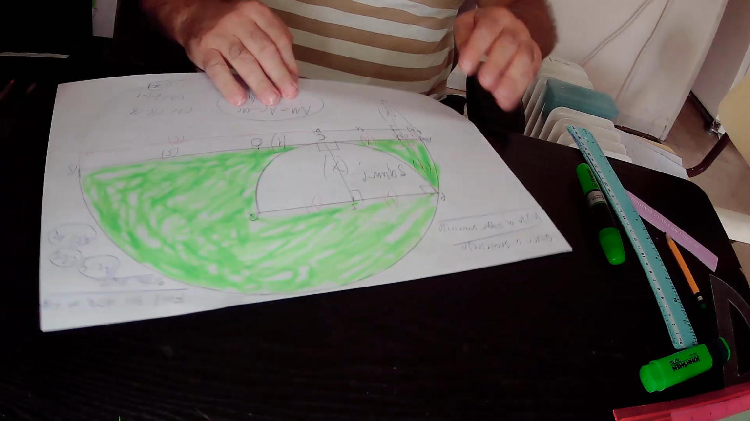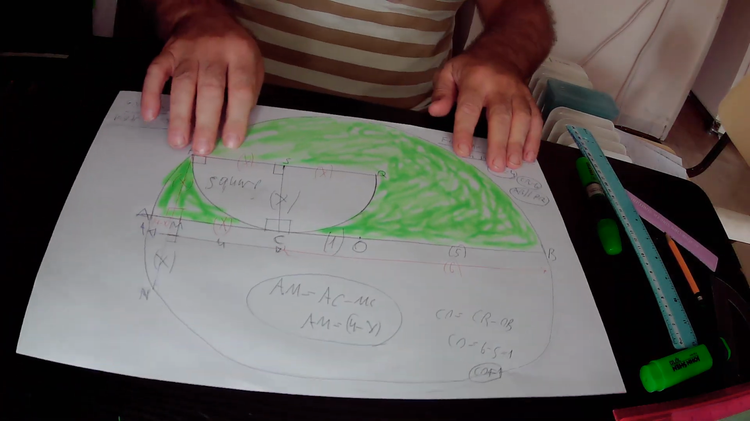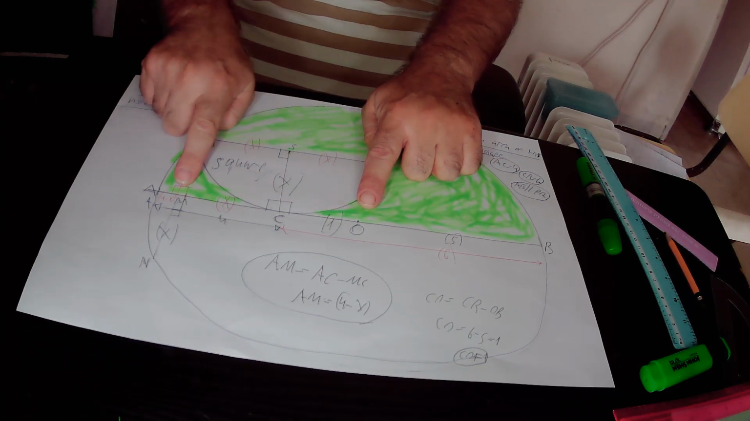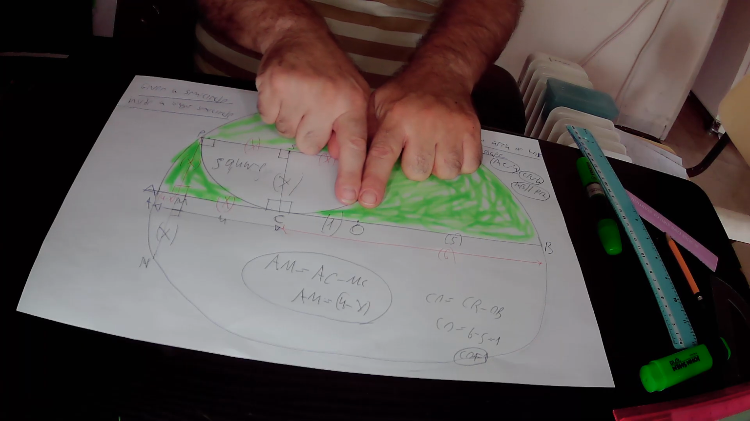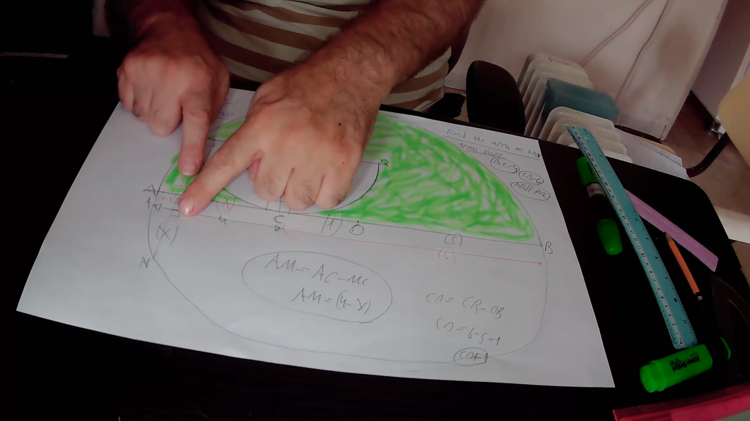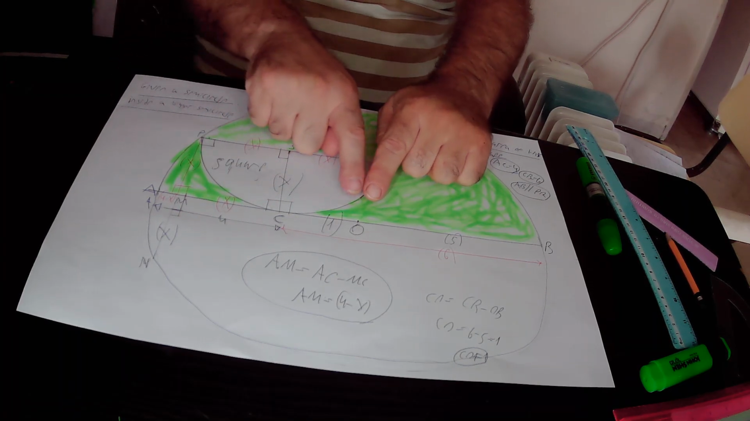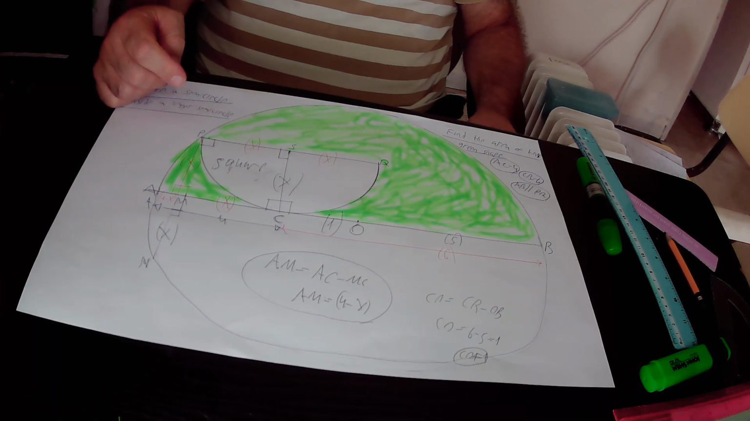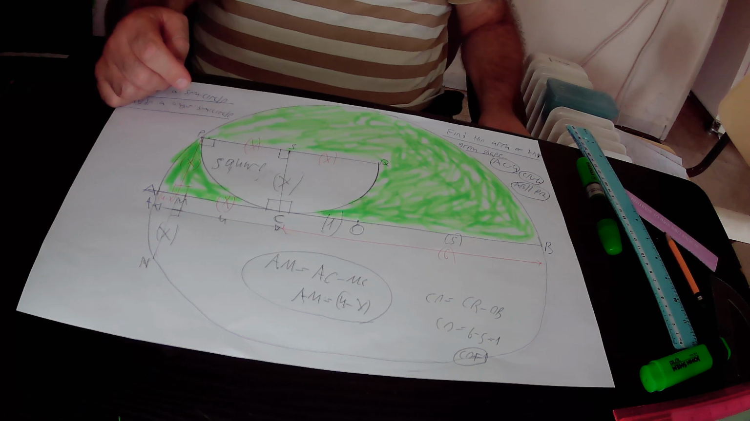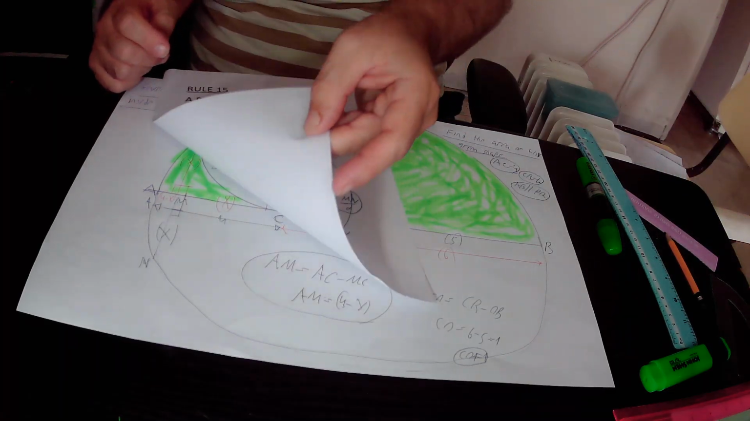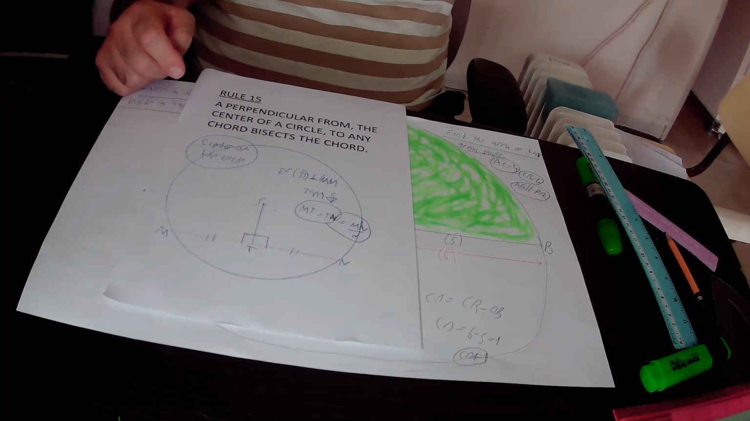According to rule 3. So in the drawing, we have point O as the center of this big circle. From point O, we have perpendicular OM on chord PN. Why is OM a perpendicular? Because those two angles are both right angles. And according to rule 15, a perpendicular from the center of the circle towards any chord will bisect the chord. So in the drawing, we have a circle.